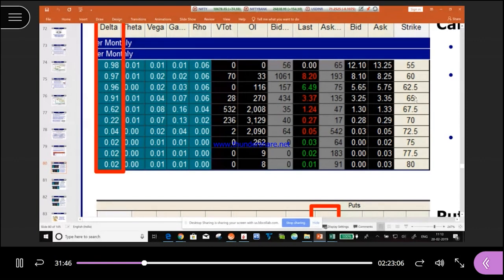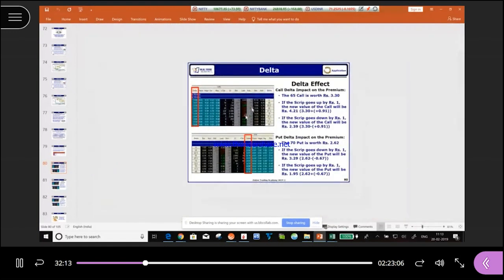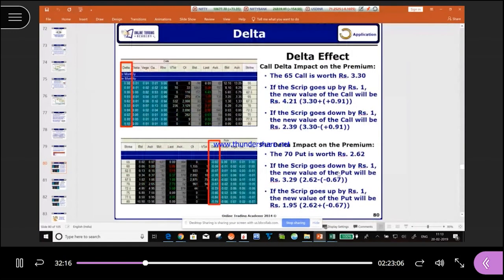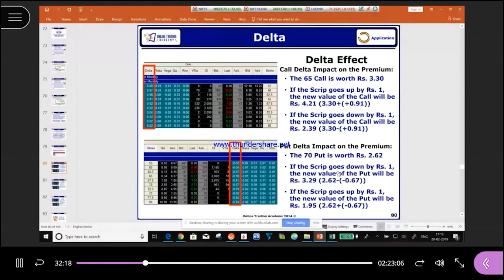Correct, Ashish. You're right. Absolutely correct. 65 call option, and this is the value of delta. All right. So did you understand now, Ramesh? Perfect. Now, Rameshji, check the put part and let me know if you understood the put part.